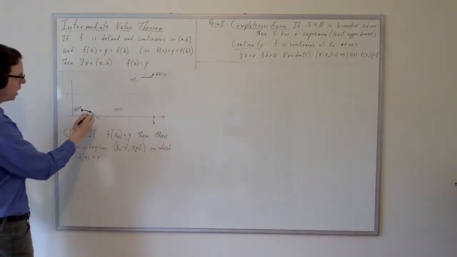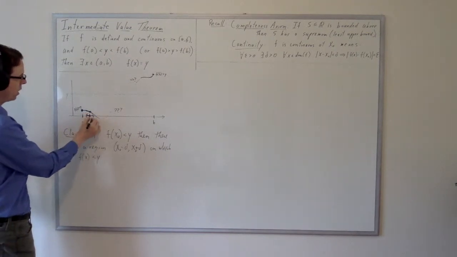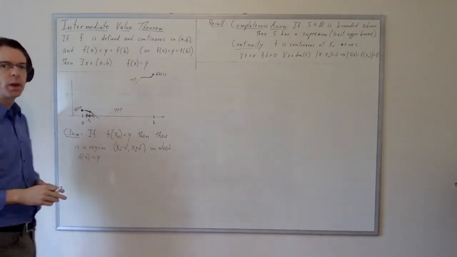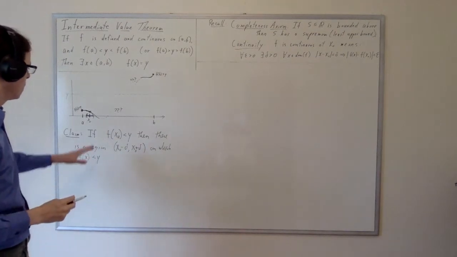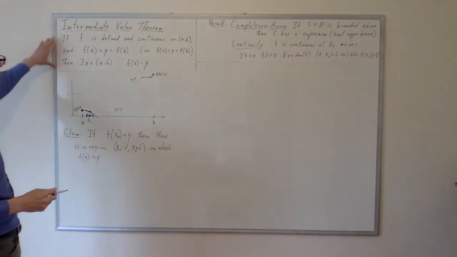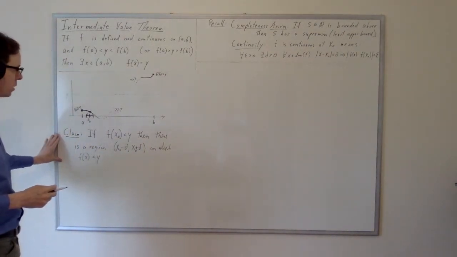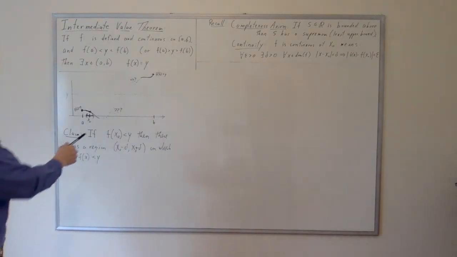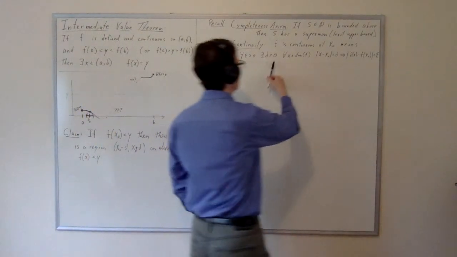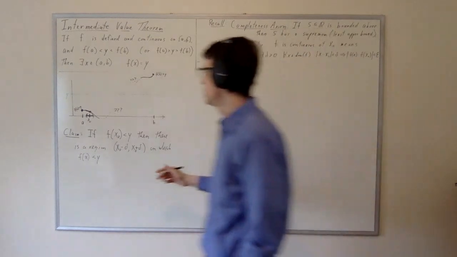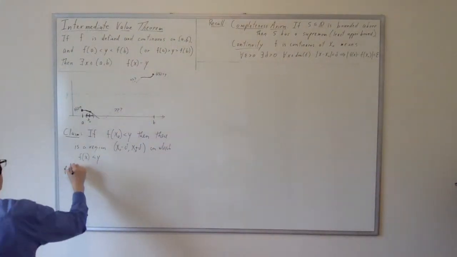Basically, if you have a negative result at one point, then you will have a negative result on a whole neighborhood at that point. So it's not quite clear how this claim is related to this statement, but let's prove that first. This is actually nothing more than a simple application of continuity. So let's prove this claim.